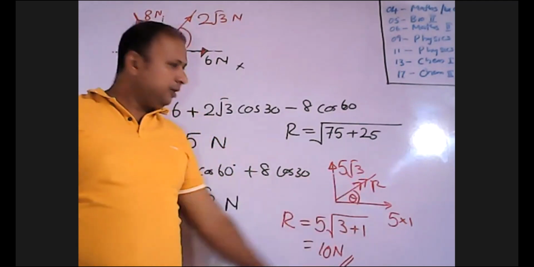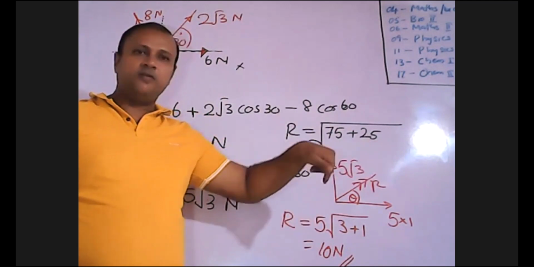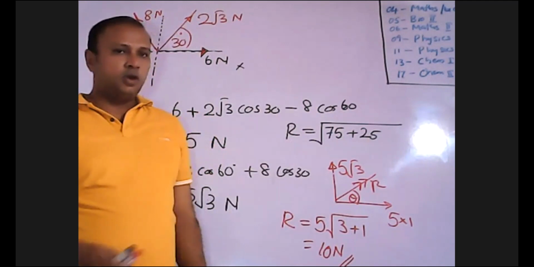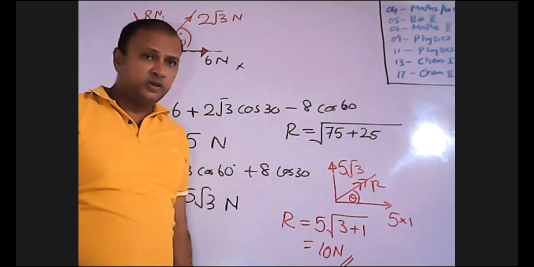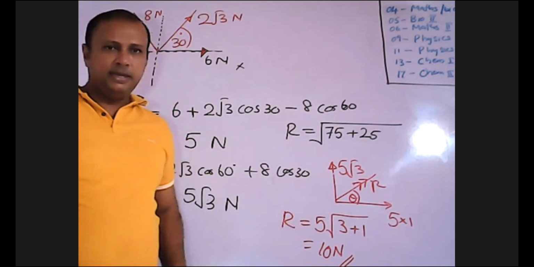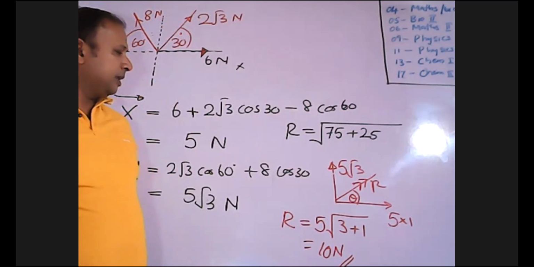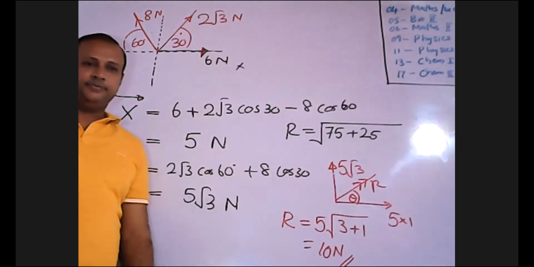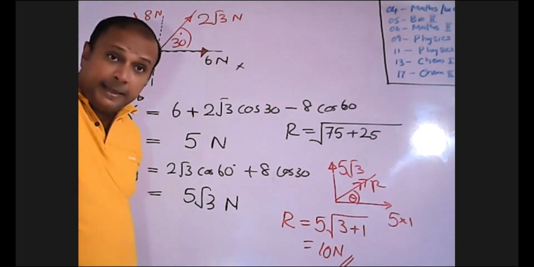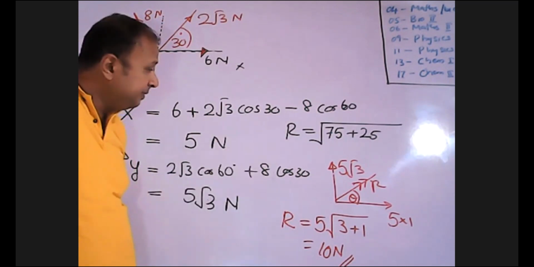The square of this is 3, the square of this is 1. 3 plus 1 is 4. The square root of 4 is 2. Therefore, 2 into 5. So if you are given this kind of question in an MCQ, you can easily go for this one. This is another simple method. Therefore, the magnitude is 10 Newton.